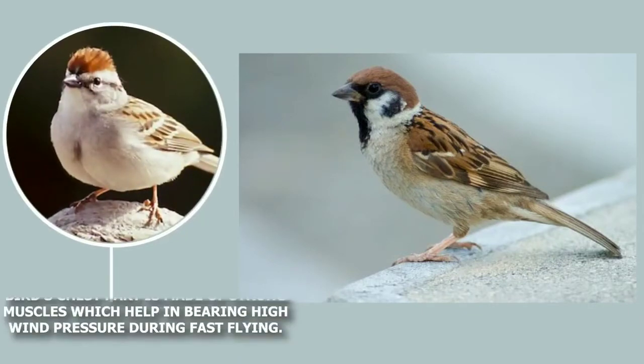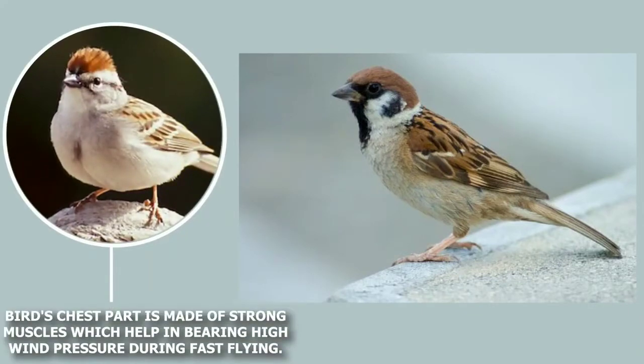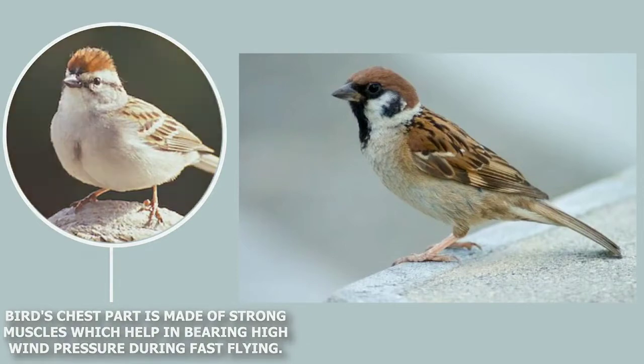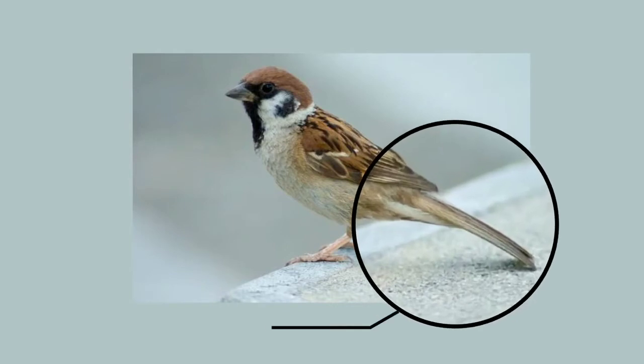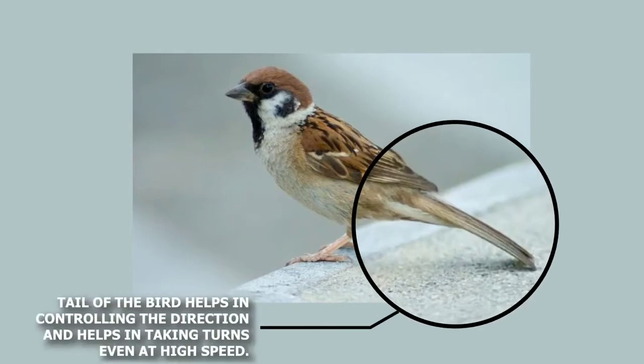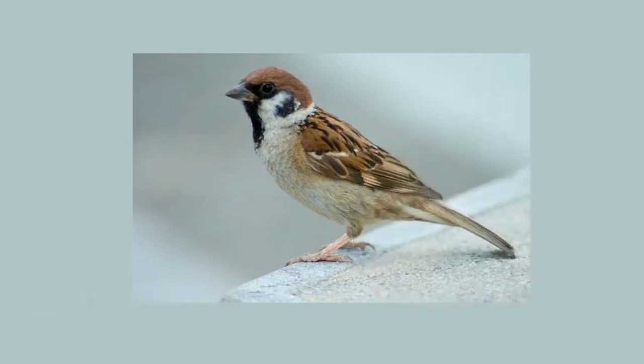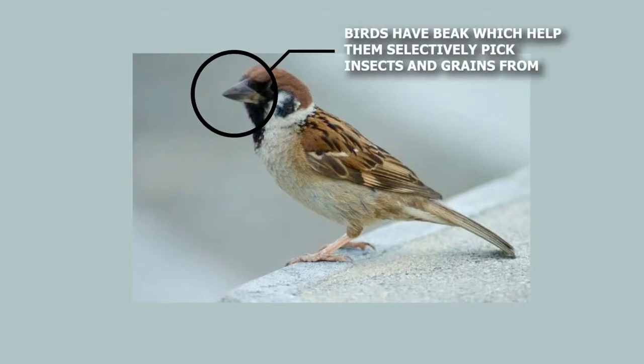A bird's chest is made of strong muscles which help in bearing high wind pressure during fast flying. Similar to a fish, the tail of a bird helps in controlling direction and in taking turns even at high speed. In addition, instead of teeth, birds have a beak which helps them selectively pick insects and grains from a mixture.